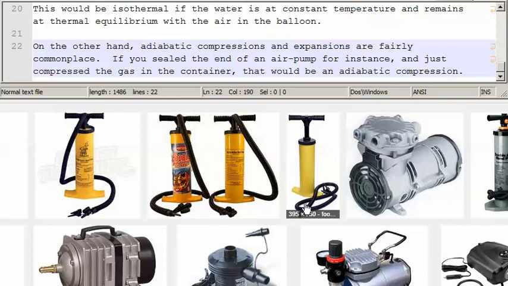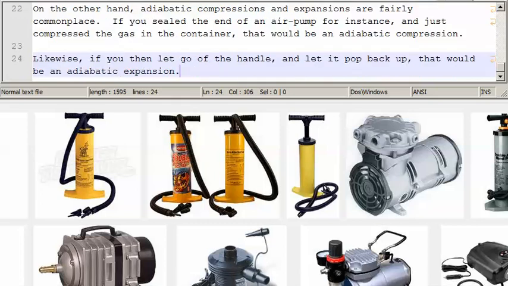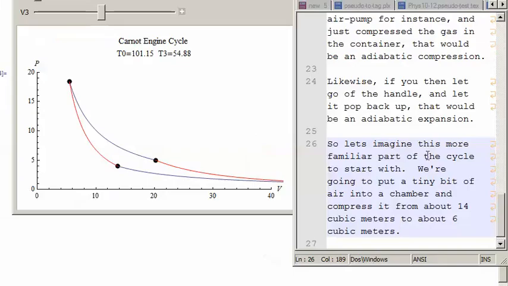If you sealed the end of an air pump, for instance, and compressed the gas in the container, that would be an adiabatic compression. Likewise, if you then let go of the handle and let it pop back up, that would be an adiabatic expansion. So let's imagine this more familiar part of the cycle to start with. We're going to put a tiny bit of air into a chamber and compress it from about 14 cubic meters to about 6 cubic meters.